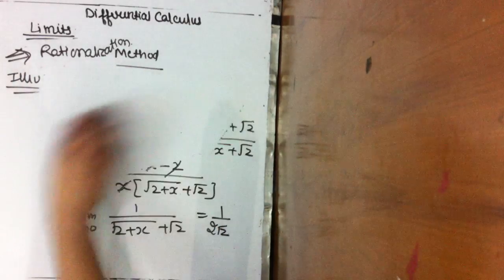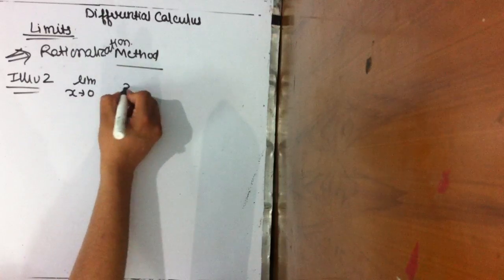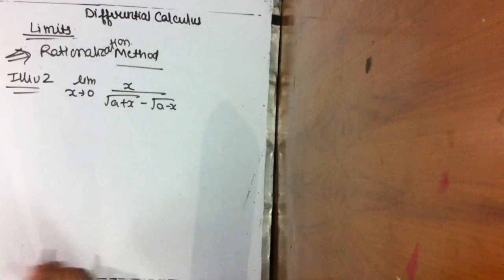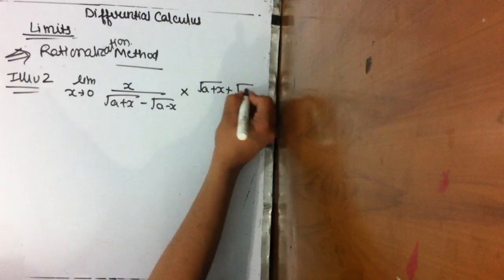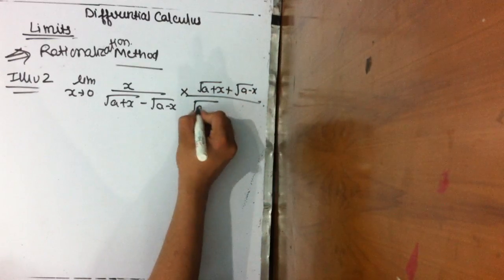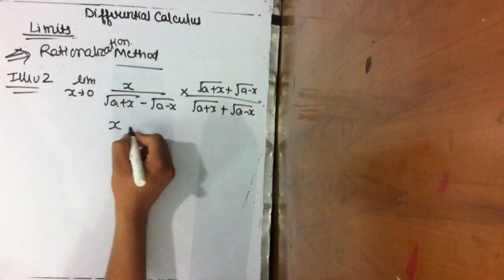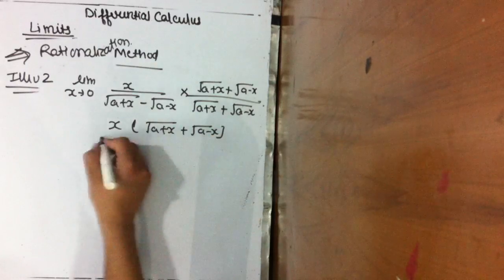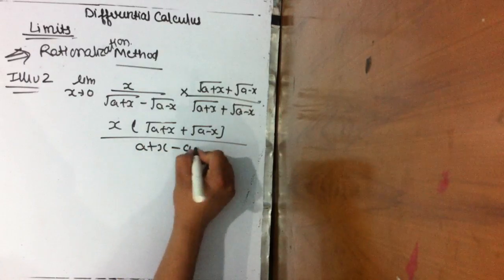The next illustration is limit x approaches 0, x by (root of a plus x minus root of a minus x). So for solving, again rationalizing, multiply by (root of a plus x plus root of a minus x) divided by (root of a plus x plus root of a minus x). On multiplying, we again get the same result, that is (a minus b)(a plus b), that is a square minus b square.